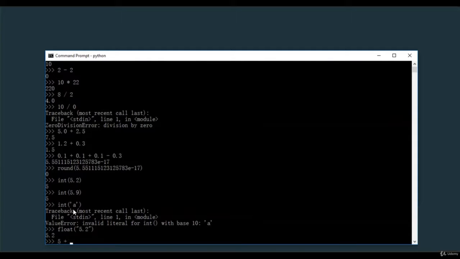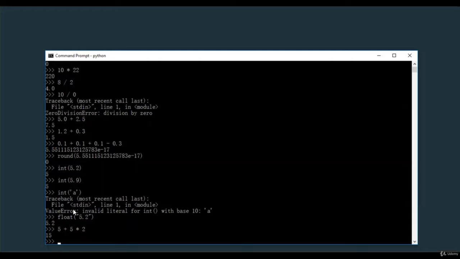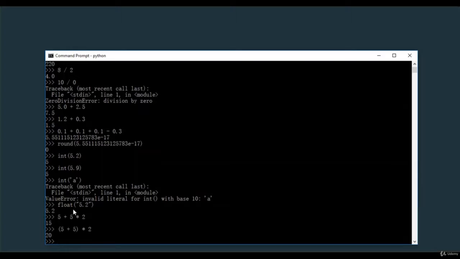Again, 5 plus 5 times 2. As you know, multiplication is in the first priority. Here I have 15. Here, if I want to change this priority, there's a trick. I can use parentheses. As you can see, 5 plus 5, now times 2. Now the result is 20. As you know, parentheses come first.